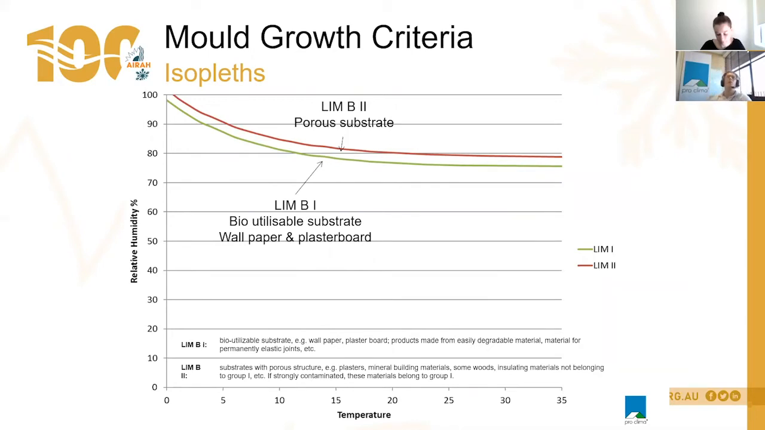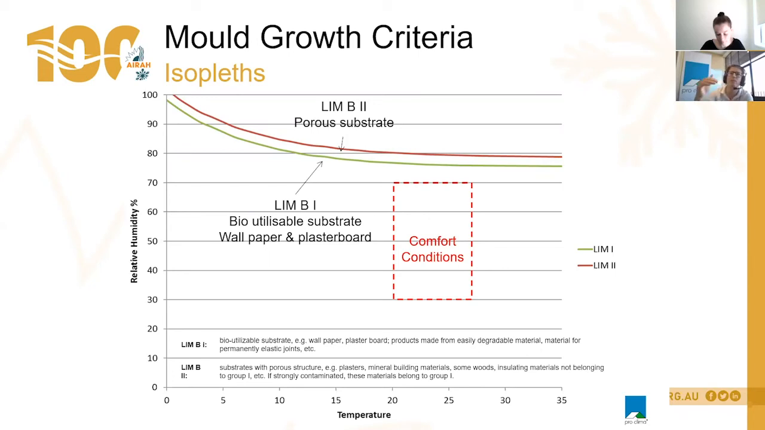So how does mold actually work? Or, where did the criteria come from? Essentially, mold will only grow if you have the right temperature and humidity, like I said. But if you take interior comfort conditions, 20 to 26 degrees Celsius and up to 70% RH, you never get into the risk zone where mold will grow.